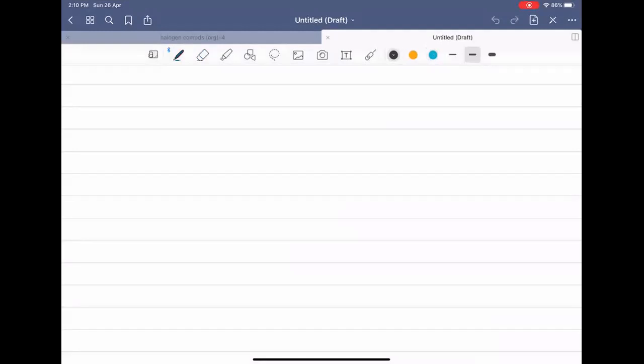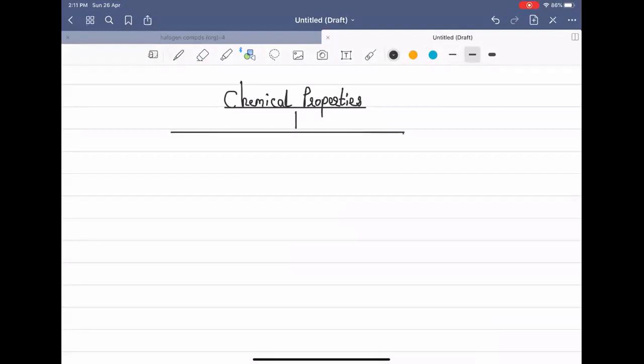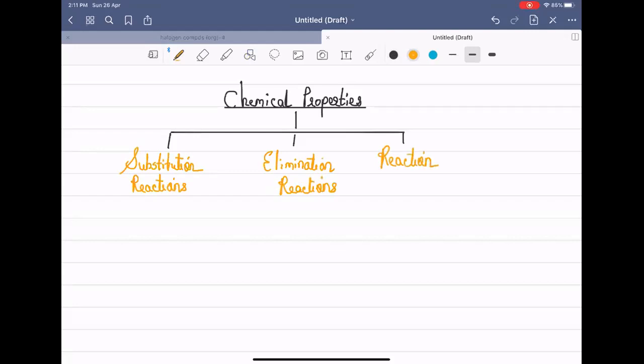Okay, now let us start with the first part. We're taking up chemical properties of haloalkanes or halogen compounds. Now, there are three basic types of chemical properties that we need to know. The first one is substitution reactions. Second is elimination reactions. And the third is reaction with metals. Now, these are the three basic types of reactions that we have.